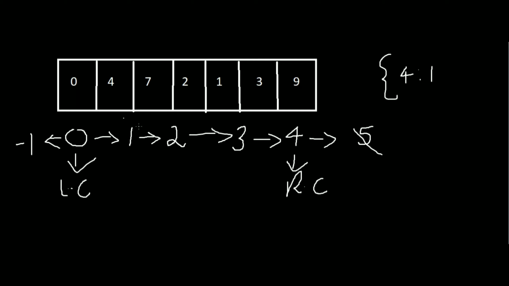Then we went to 1. Even 1 was in the hash map. So it went from 1:0 to 1:1. Then it went to 2. 2 was also there in the hash map. So it went from 2:0 to 2:1. Similarly, we went up till 4. 4 was there in the hash map. So it was 4:0. Now it is 4:1.